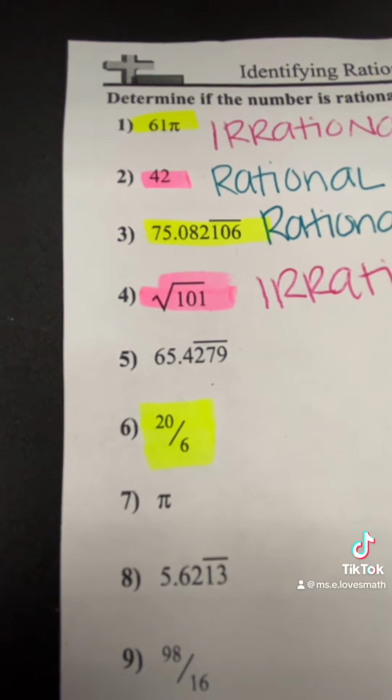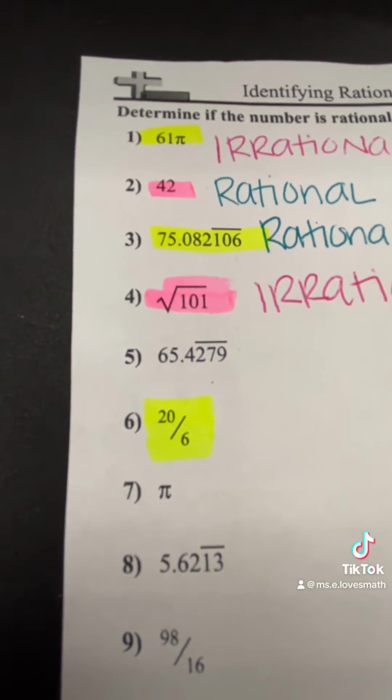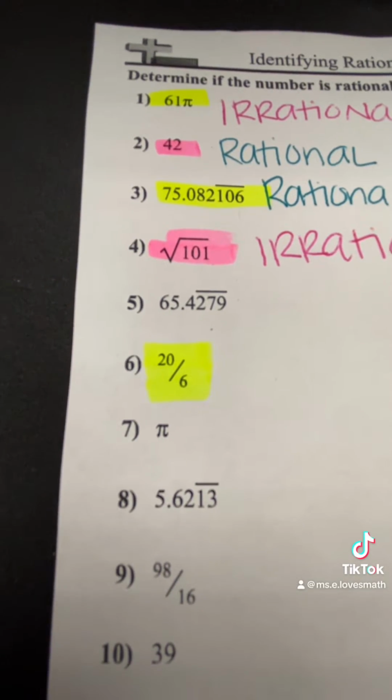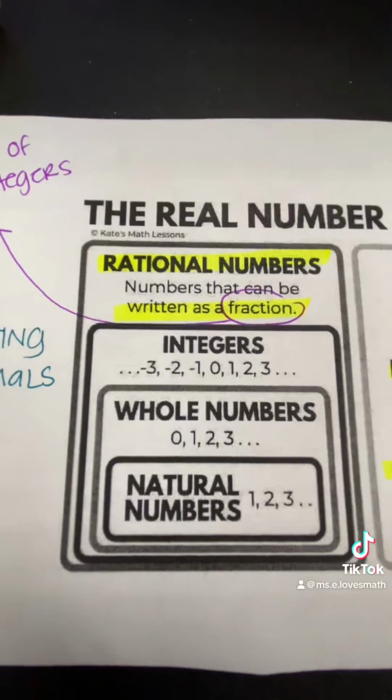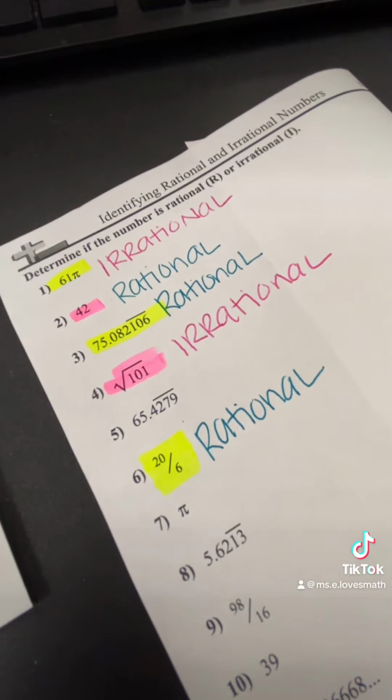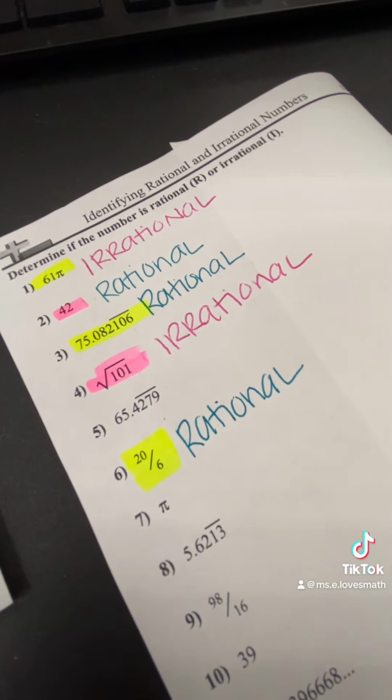Number 5 is a repeating decimal again, so it is also considered rational, but let's take a look at number 6. We have 20 over 6. This is a fraction. Rational numbers are numbers that can be written as a fraction. Therefore, 20 over 6 is rational.